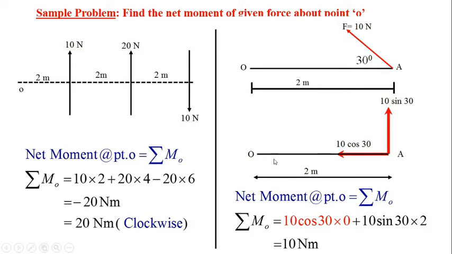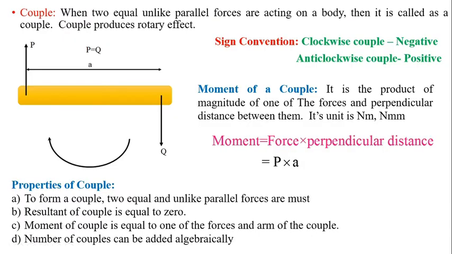So 10 cos 30 into 0. We are calculating now moment about point O. Moment of this vertical component about point O is 10 sin 30, the vertical component, into perpendicular distance 2. So this moment is 0, 10 sin 30 into 2, 5 into 2, 10 Newton meter, and this moment is in anti-clockwise direction. Therefore we are having positive sign for the moment. So in this way moment of a force about a point can be taken.